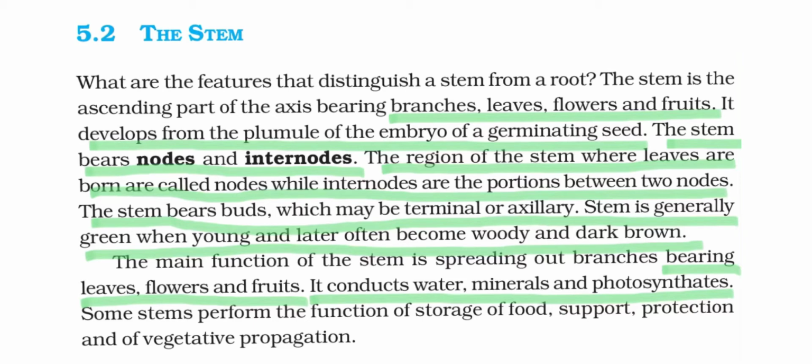Stem is generally green when young, and later on it becomes woody or dark brown. The main function of stem is spreading out branches and bearing leaves, flowers, fruits. Especially it conducts water and minerals absorbed by roots to different parts of the plant, and it is helpful in photosynthesis because the leaves are present on the stem. Some stems perform special functions, which we will deal with in modification of stem.